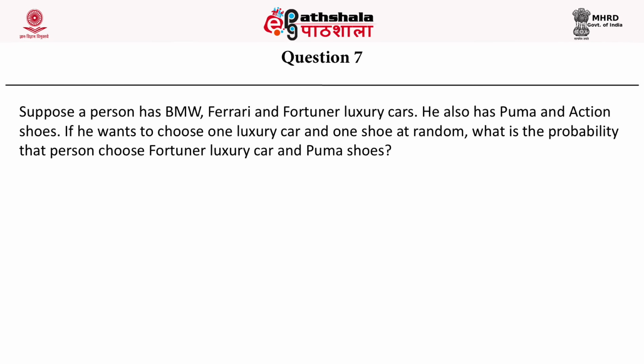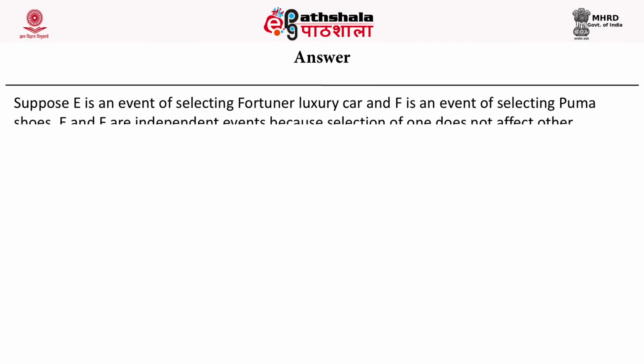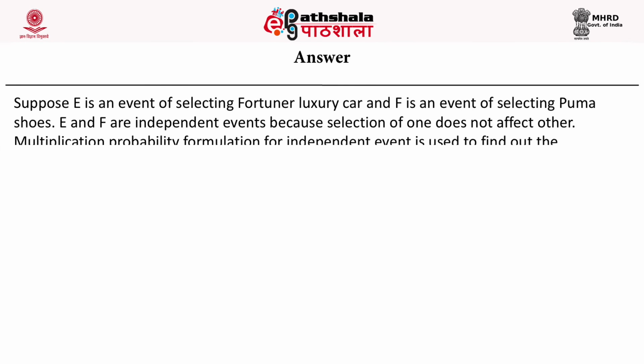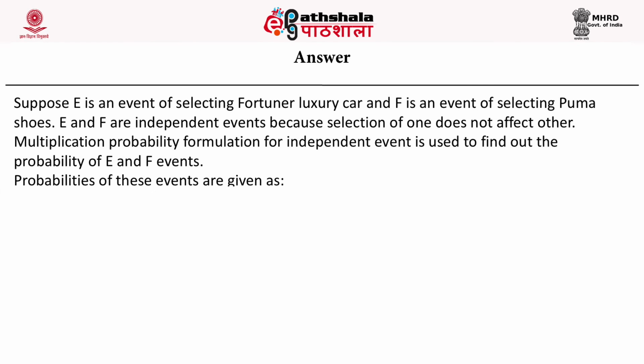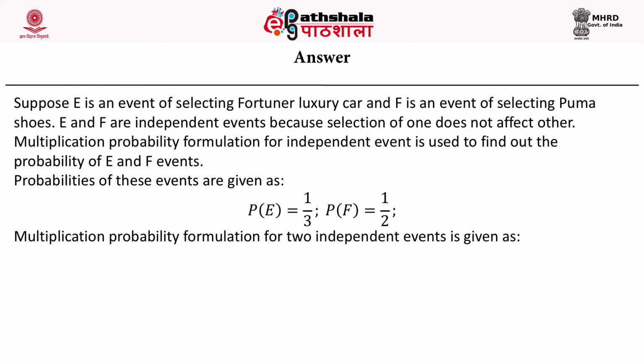Now let us discuss another case. Suppose a person has BMW, Ferrari and Fortuner luxury cars. He also has Puma and Action shoes. If he wants to choose one luxury car and one pair of shoes at random, what is the probability that the person chooses the Fortuner luxury car and Puma shoes? Suppose E is an event of selecting the Fortuner luxury car and F is an event of selecting Puma shoes. E and F are independent events because selection of one does not affect the other. The multiplication probability formulation for independent events is used to find the probability of E and F events.